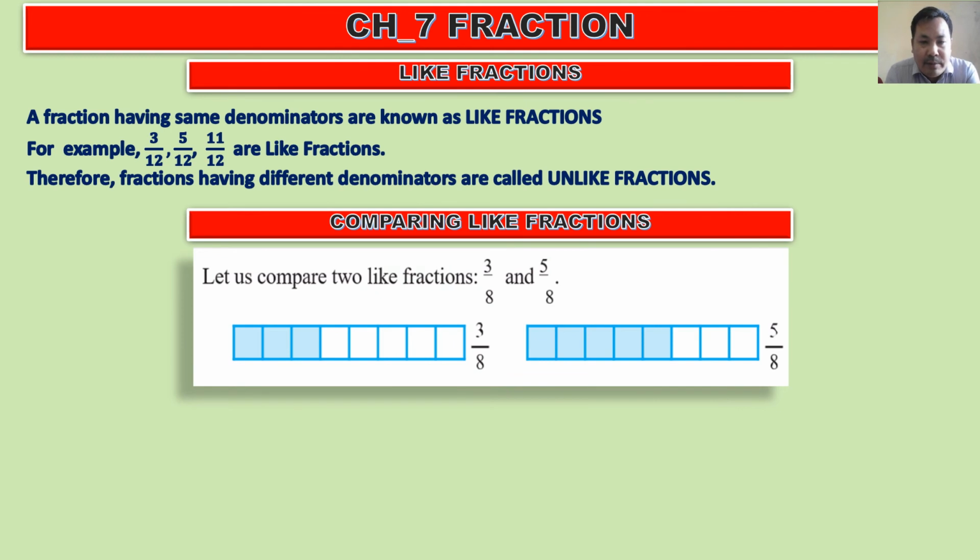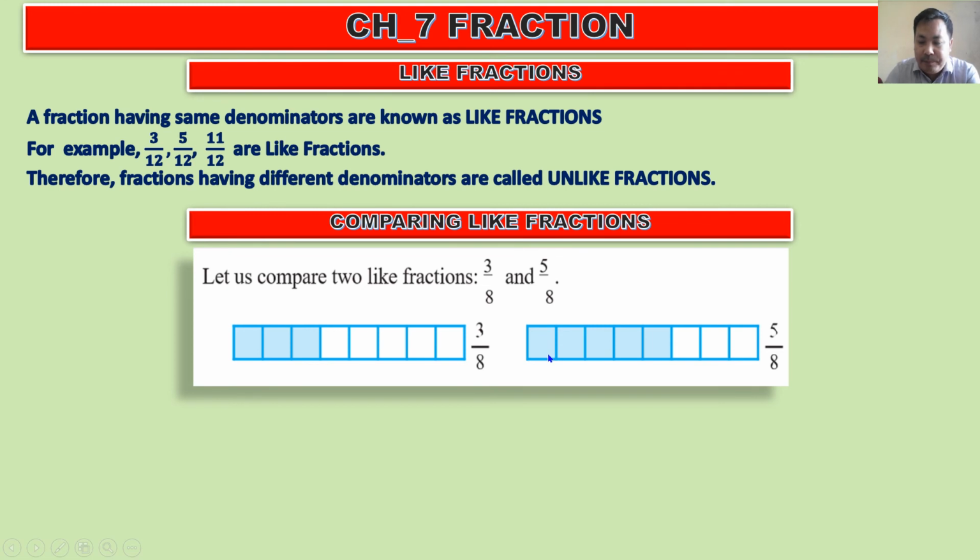Here one diagram is given. In this diagram, you can find that it is divided into 8 equal parts. We are going to compare two like fractions, 3 by 8 and 5 by 8. The first diagram represents the fraction 3 by 8, because the diagram is divided into 8 equal parts and 3 parts are shaded. The next diagram represents 5 by 8, because there are 8 equal parts and 5 parts are shaded.